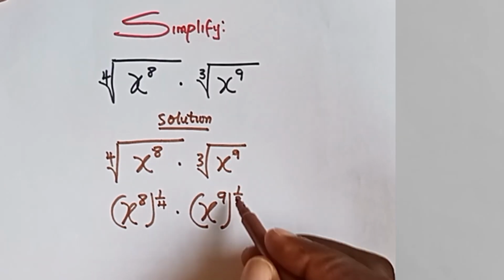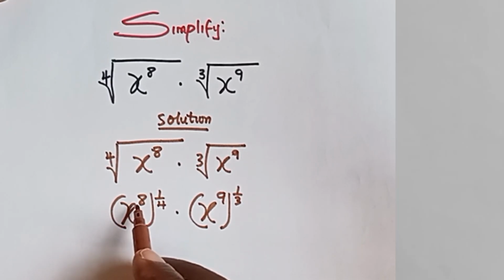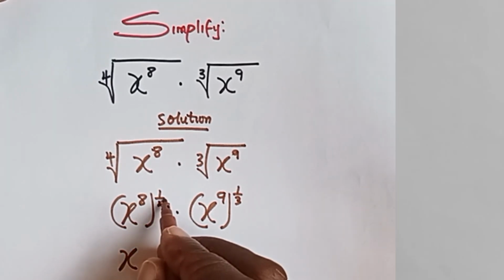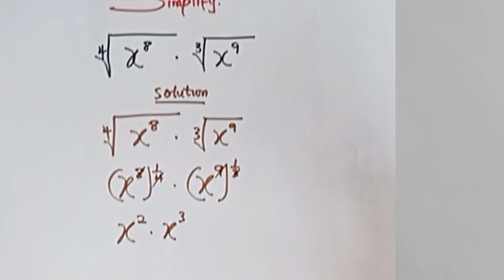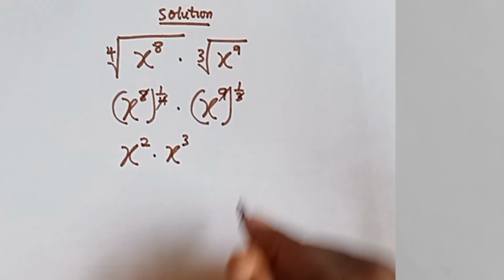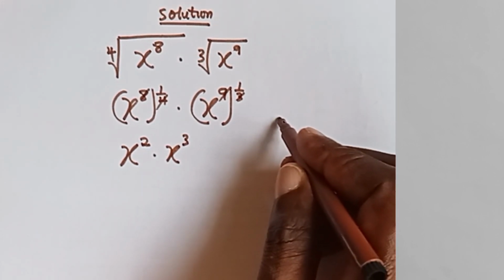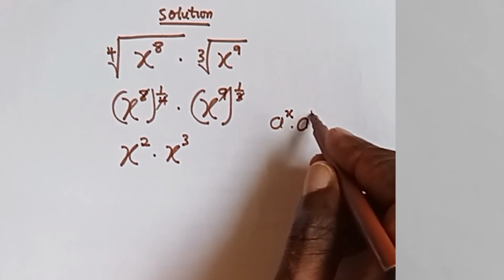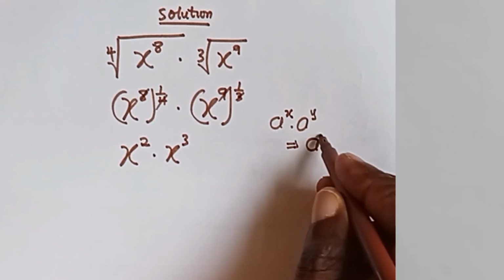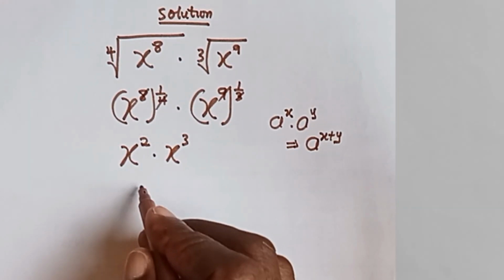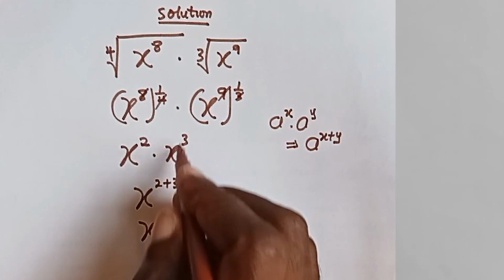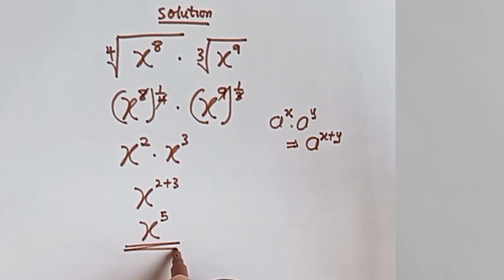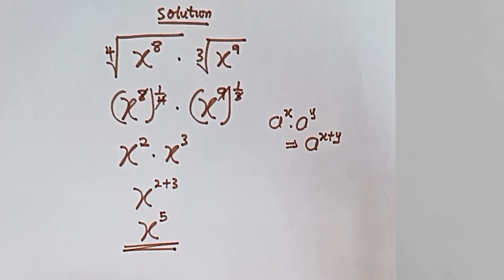Alright, so what do we do? We multiply 8 times 1 over 4. 4 here 1, 4 here is 2. We multiply 9 by 1 over 3. 3 here 1, 3 here is 3, x raised to the power 3. Alright, so we apply the law of indices that says if you have a raised to the power x multiplying a raised to the power y, you have a raised to the power x plus y, and that's what we are doing here. We have x, 2 plus 3. This 2 and this 3 will give us x raised to the power 5. This is the answer in exponential form.